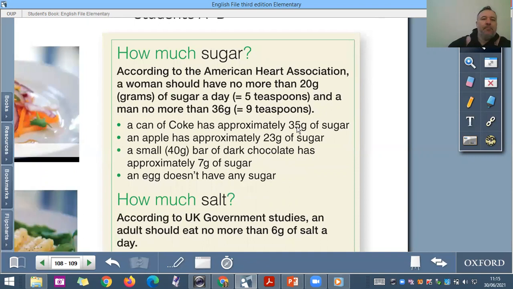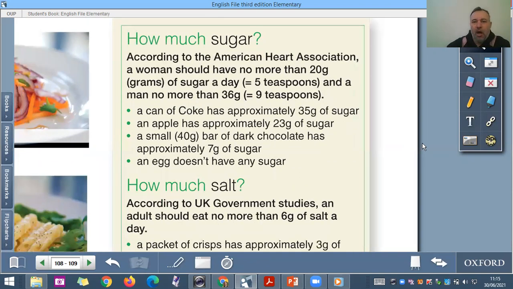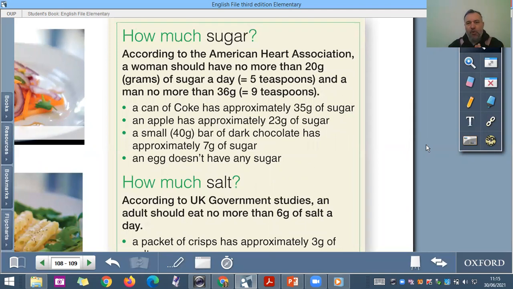Sugar. Now, according to the American Heart Association, a woman should have no more than 20 grams of sugar a day, 5 teaspoons, and a man no more than 36 grams, 9 teaspoons. A can of Coke has approximately 35 grams of sugar. An apple has approximately 23 grams of sugar. A small 40-gram bar of dark chocolate has approximately 7 grams of sugar, and an egg doesn't have any sugar.